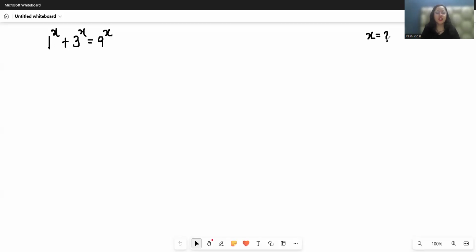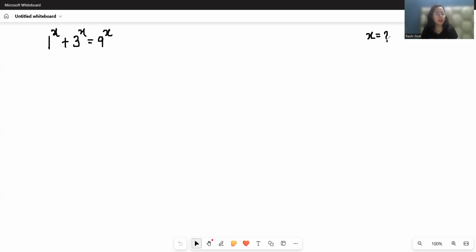Simple looking equation has a surprising twist. So what if I told you the answer involves the golden ratio? So let's dive into solving. So 1^x + 3^x = 9^x, and we have to find the value of x. So stay till the end. The final step is pure maths magic.